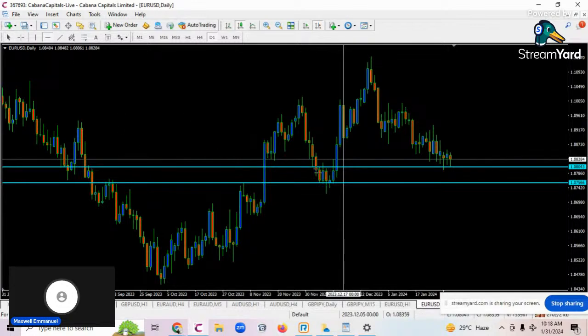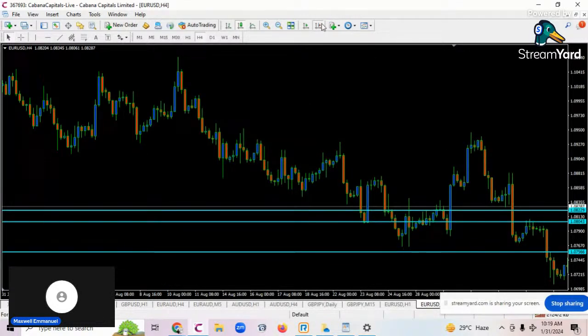So for today's market, this is my zone. This is the area I will be considering buying. This is my support for the day. If this support is broken, then we could see more bearish move on Euro USD. But at the moment, this support is still valid. Okay, let's go down to 4 hour.